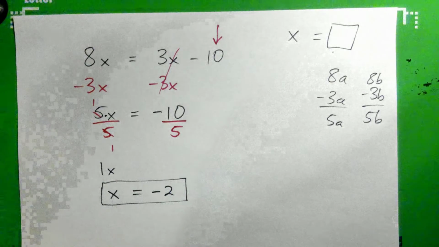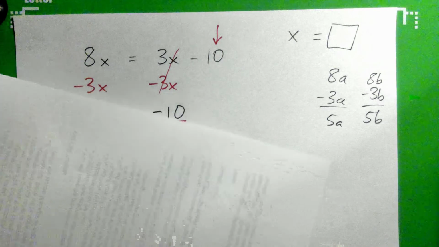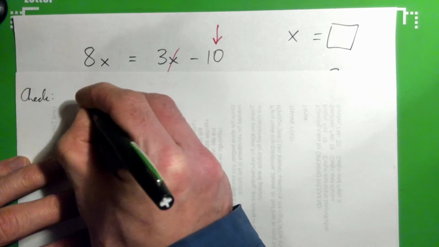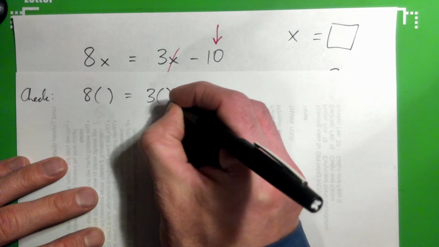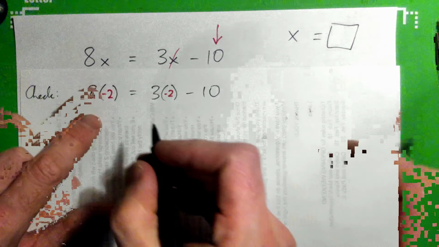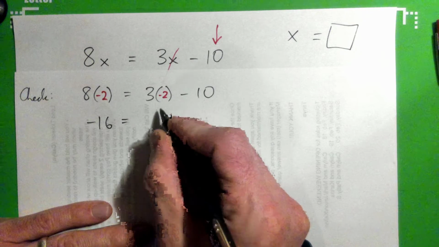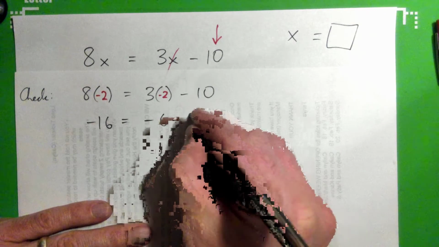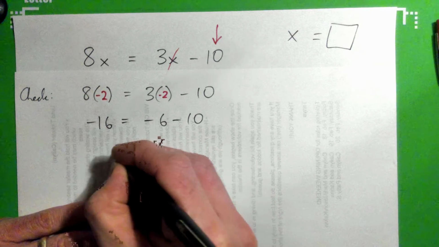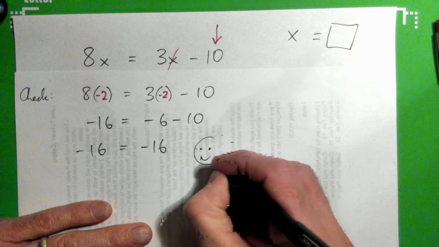Now let's check that for fun. So 8 times x equals 3 times x minus 10, and x we thought was negative 2. Okay, so what's 8 times negative 2? Good, negative 16. What's 3 times negative 2? Yeah, and what's negative 6 minus 10? See that? We have negative 16 equals negative 16. So both sides are the same, and so that's why that's correct.